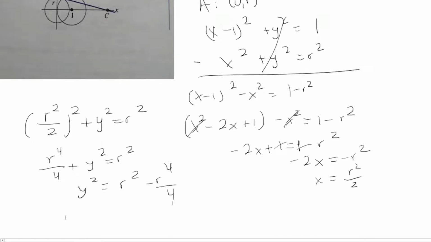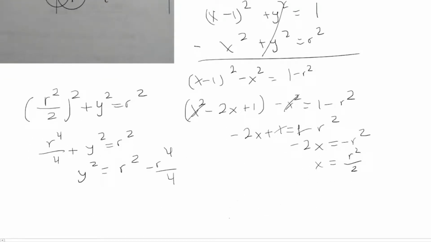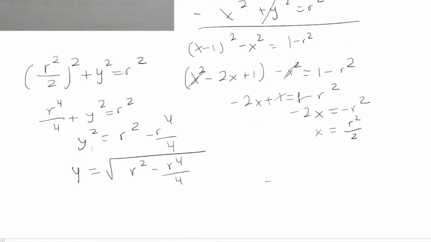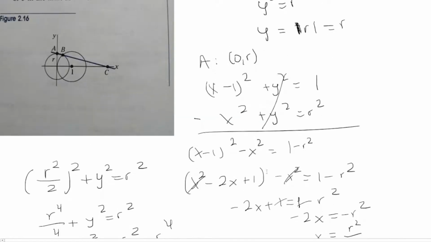And then finally, y is just going to be the square root of that. And obviously you want this to be positive because the intersection occurs above the y-axis. So we're just going to leave that as is. Okay, so the intersection for point B is (r²/2, √(r² − r⁴/4)). So we have the 2 points now, A and B.